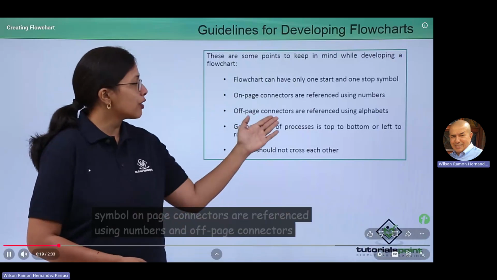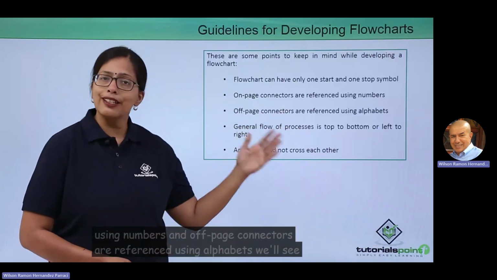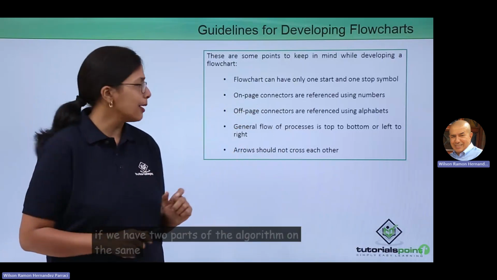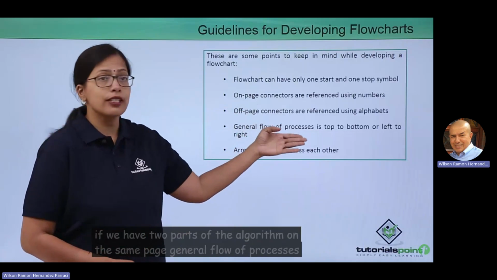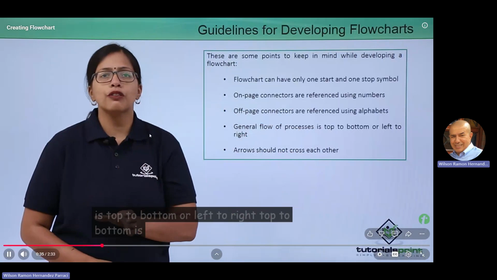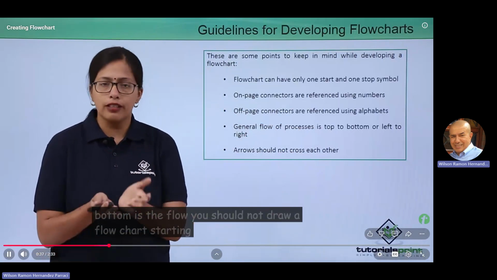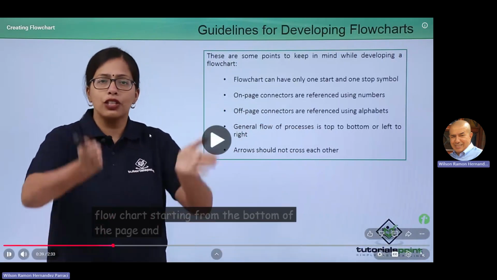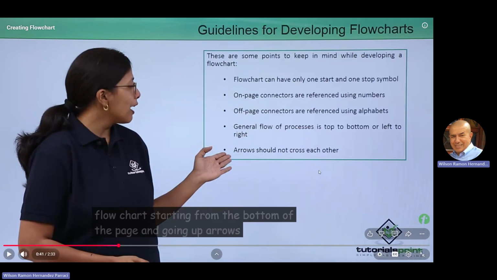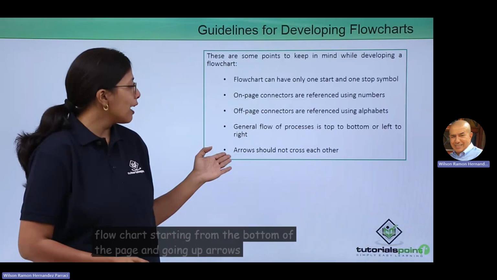Off-page connectors are referenced using alphabets. We'll see in our example how we are using numbers if we have two parts of the algorithm on the same page. The general flow of processes is top to bottom or left to right. Top to bottom is the flow. You should not draw a flowchart starting from the bottom of the page and going up. As she says here in the video, be careful, because the process is top to bottom or left to right. What is the meaning of top to bottom?